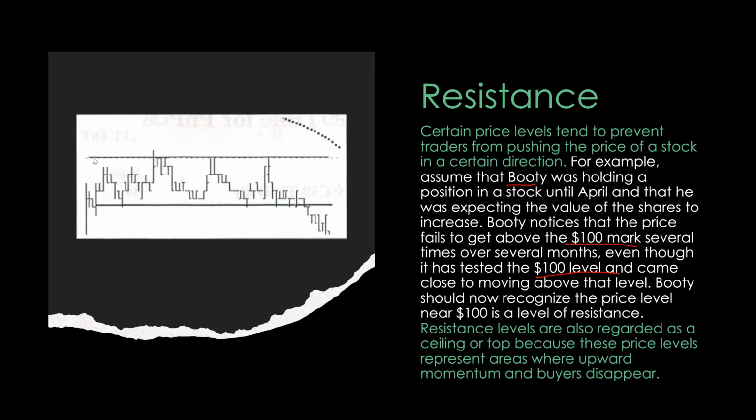So this top line right here, hold on. Okay, besides this little part here in the front, that's a beautiful straight line. This is the $100 mark. You can see that this is now a level of resistance. Resistance levels are also regarded as ceilings or tops because these price levels represent areas where upward momentum stops. Buyers say, okay, we're out. And then that level becomes a barrier.